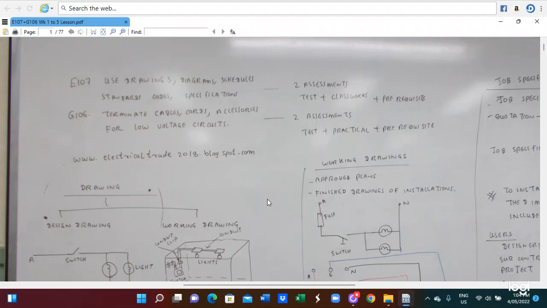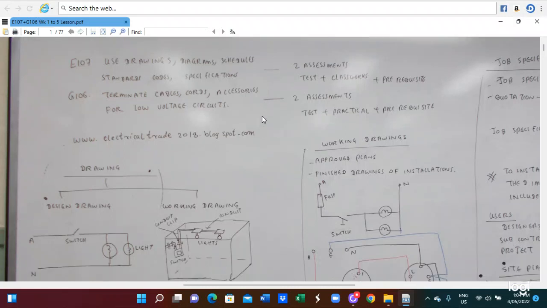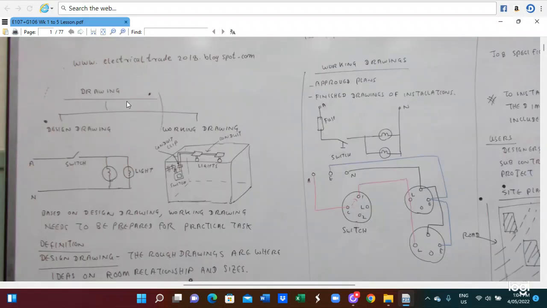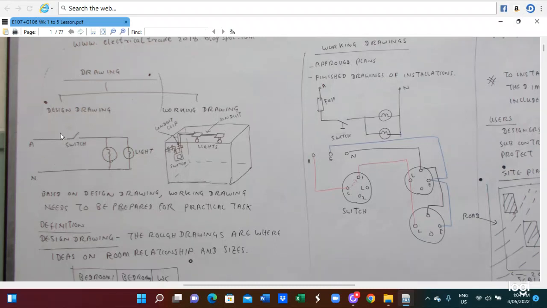So today's lessons, I will be teaching you about engineering drawing and the determination of the cost and accessories. Firstly, we talk about engineering drawing. There are two kinds of drawing: design drawing and working drawing. Design drawing here is the circuit diagram. Working drawing is a drawing to really install the electrical components.